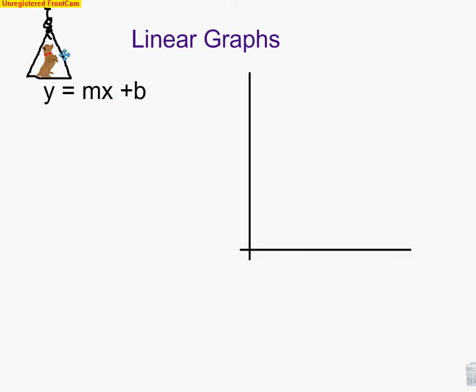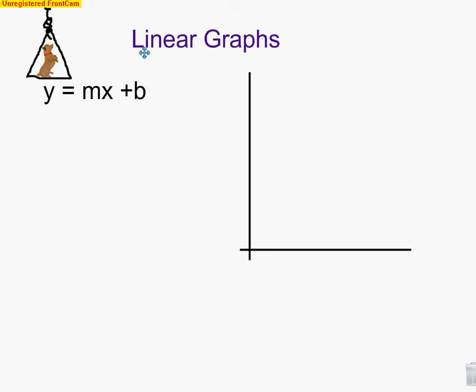So the example we used for a linear graph before was if we measure the mass of physics dog as she is growing. If we increase the mass of physics dog and measure the amount that the spring stretches, we found that that was a linear relationship. The bigger the mass, the more the spring stretched.